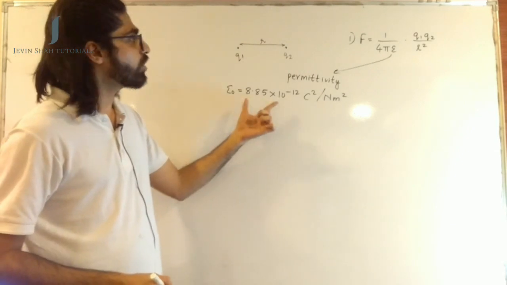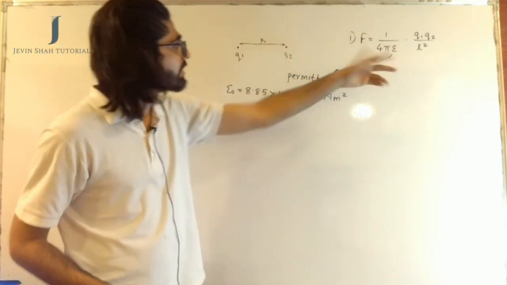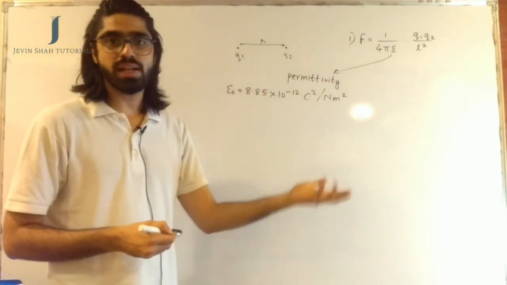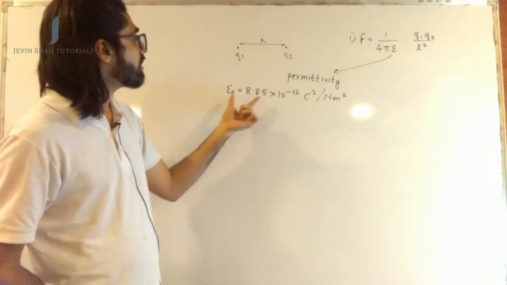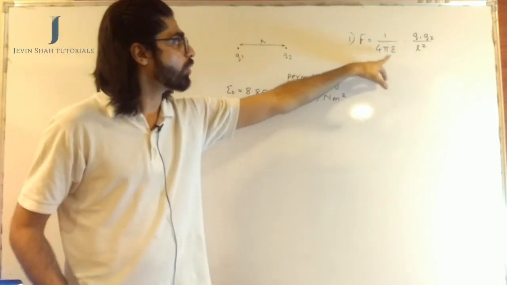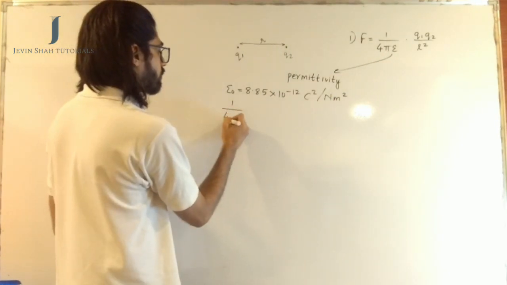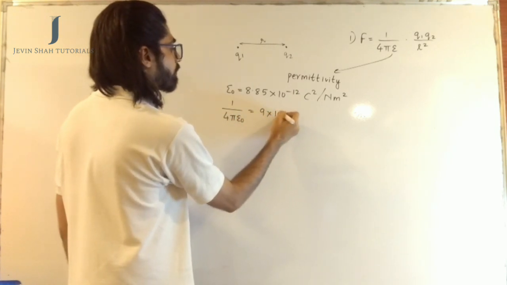If you plug in this value of epsilon naught in 1 upon 4 pi epsilon naught, I said that if it is air, you use the term epsilon naught. If it is in general any other medium, you use the term epsilon. So if you plug in the value of epsilon naught over here in 1 upon 4 pi epsilon naught, the value for 1 upon 4 pi epsilon naught will turn out to be 9 into 10 to the power 9.